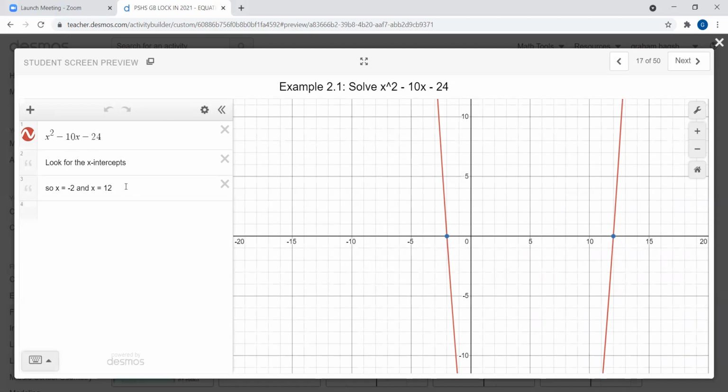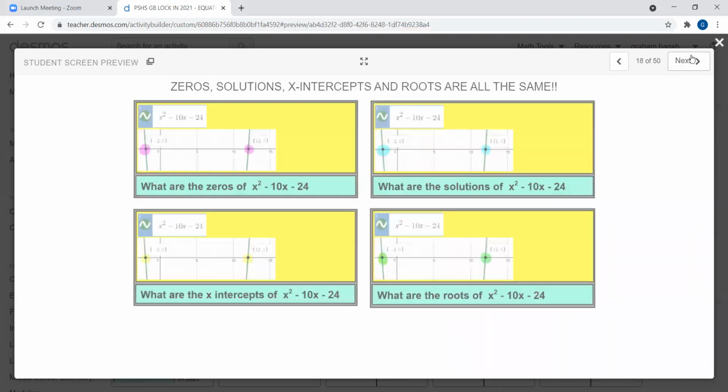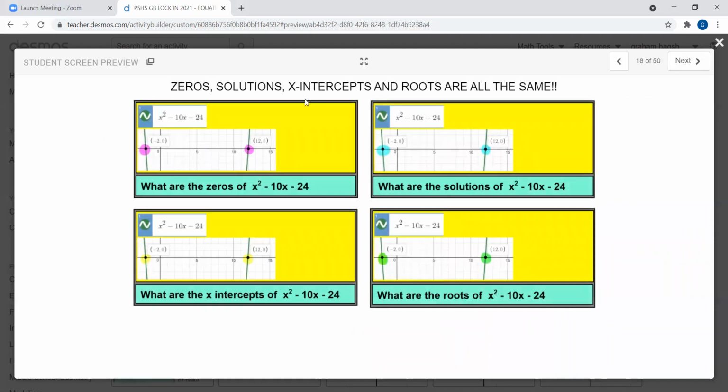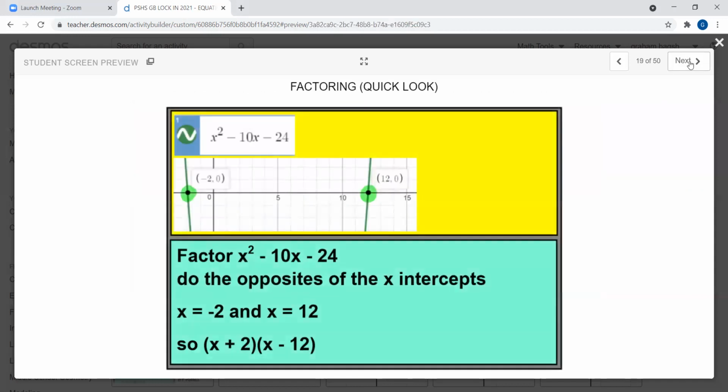So as we type this in, we look for the x-intercepts. So we look here. If we click, you can actually see what the answers are, -2 and 12. And that's literally all we're doing when we're actually solving those equations. Now, if it asks for what are the zeros, then that's just the same question. You just look for the x-intercepts. What are the solutions? What are the x-intercepts? What are the roots? All those words mean the same, so you're just going to type them in, and you're just going to look where does it cross the x-axis.